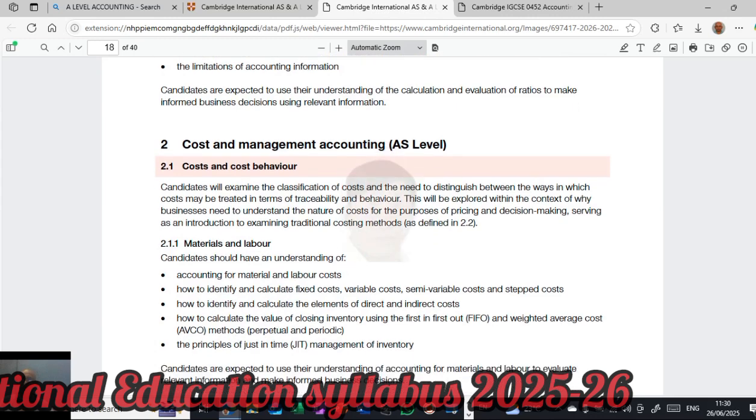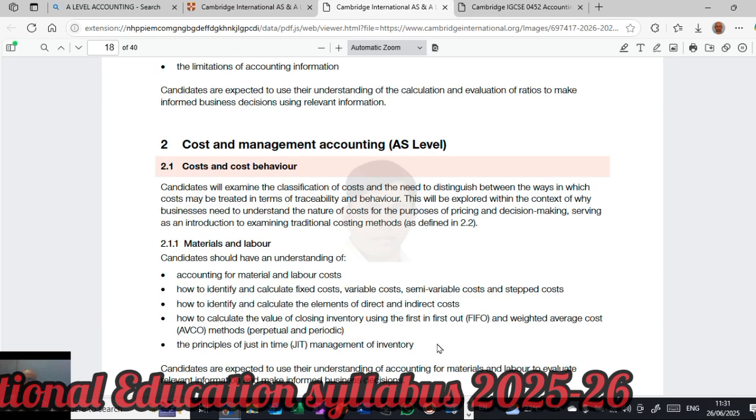Cost and management accounting. In AS level, you will have cost and management accounting, also cost and cost management, material and labor movements. So how to account for material and labor. You will be learning methods of costing like the first in first out method and the average cost method. So this is costing of materials. When you cost materials, you will also learn the principles of the just in time inventory method. All these things we will be learning.